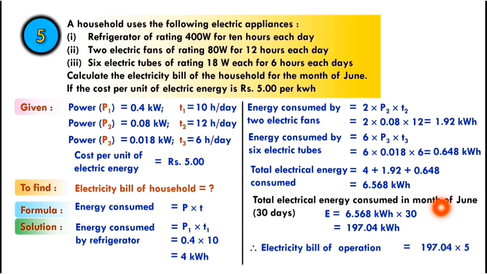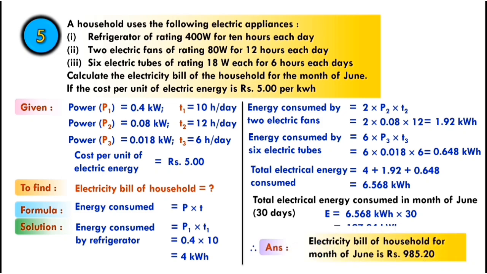So 186.24 into 5, we will get rupees 931.2. Okay, so the electricity bill of household for month of June is rupees 931.2.